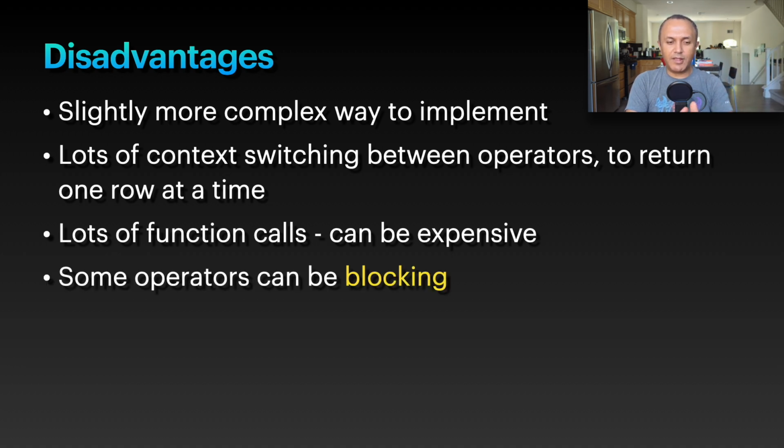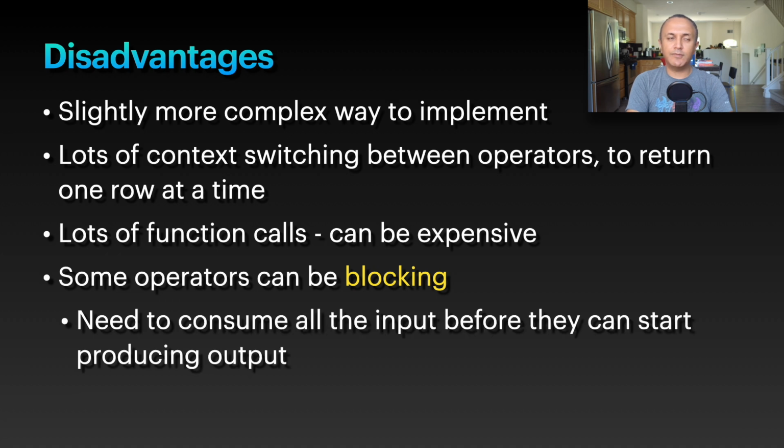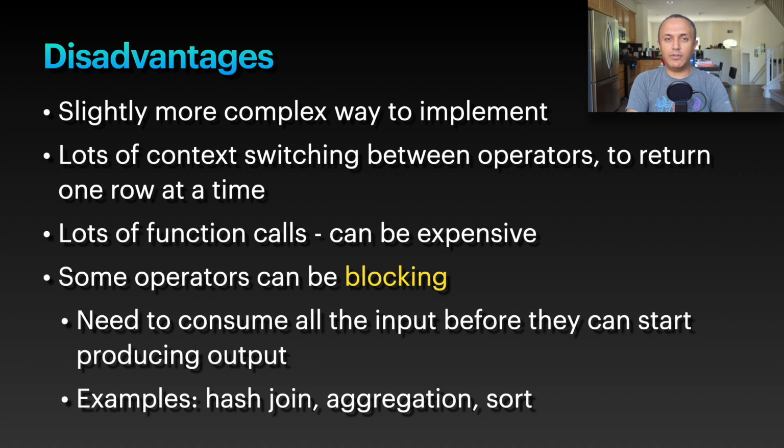In some cases, some operations can also be blocking. Blocking means that it's something that cannot produce outputs until it has consumed all its inputs. An example for that is hash join. It has to consume all its left side to build the hash table, so it will not start producing outputs right away until it has consumed all the left side, and then it starts looking at the right side.